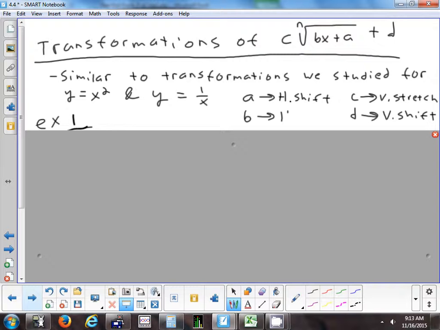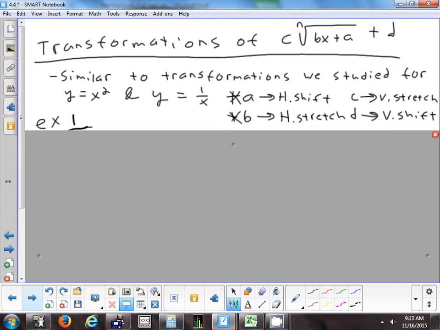Horizontal stretch. Remember, all the horizontal stuff does the opposite of what you would think. If you see plus, that actually shifts it left. Minus shifts it right. If you see a big number in front of B, you might think, oh, a big number is going to make it bigger. No, not horizontal. Big numbers compress it, make it smaller. Small numbers for B would actually make it bigger. So horizontal does the opposite of what you would expect.